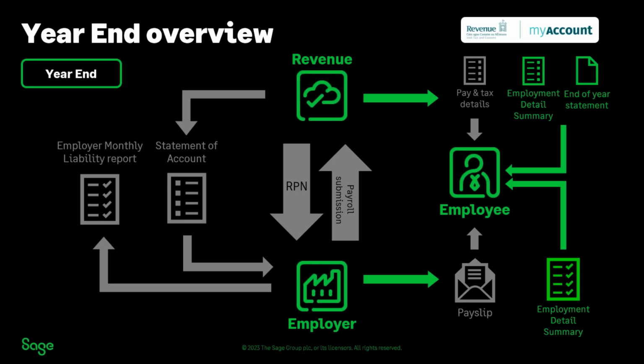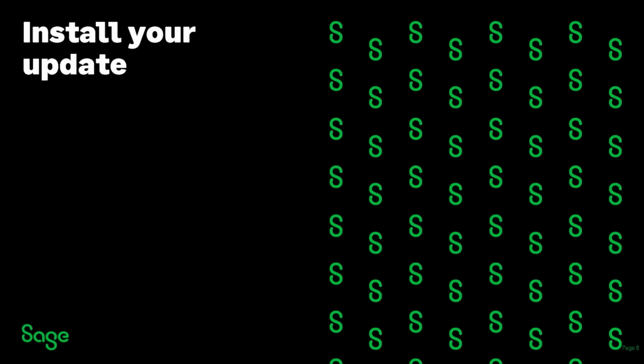So we break the year-end process down into 3 stages. The first one is installing your year-end update. It's really important that you do this, as this will update your current software with all of the year-end options that you'll need to run to finish the tax year. And it will also, at the same time, install Sage Payroll for 2024.